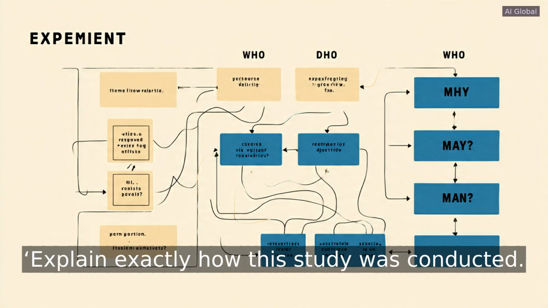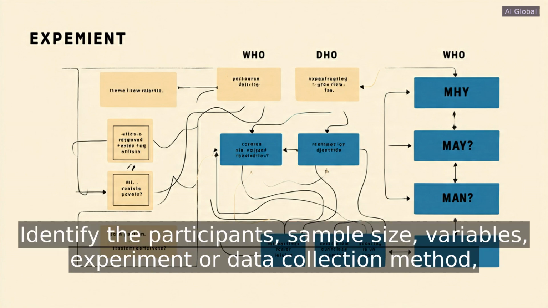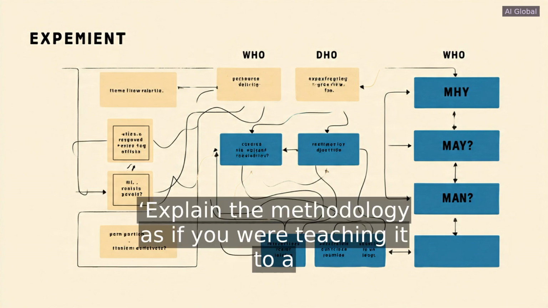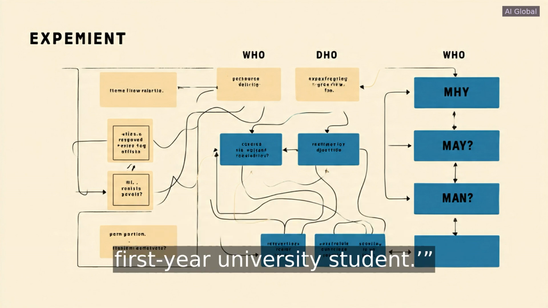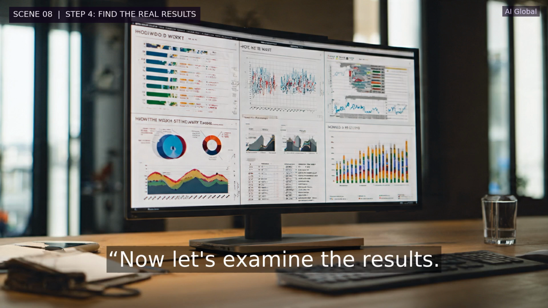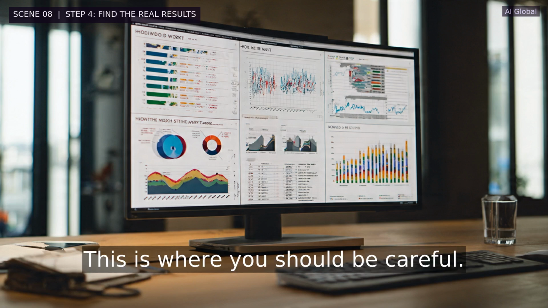Now we reach one of the most important parts, methodology. Don't just ask AI to summarize it. Ask, explain exactly how the study was conducted. Identify the participants, sample size, variables, experiment or data collection method, and statistical analysis. Then ask, explain the methodology as if you were teaching it to a first-year university student. This can turn several pages of technical methodology into a clear mental model.